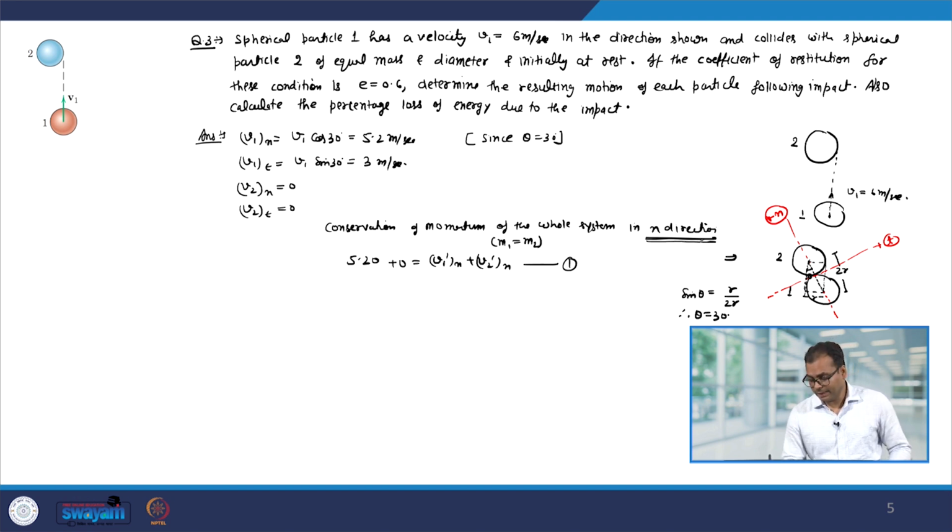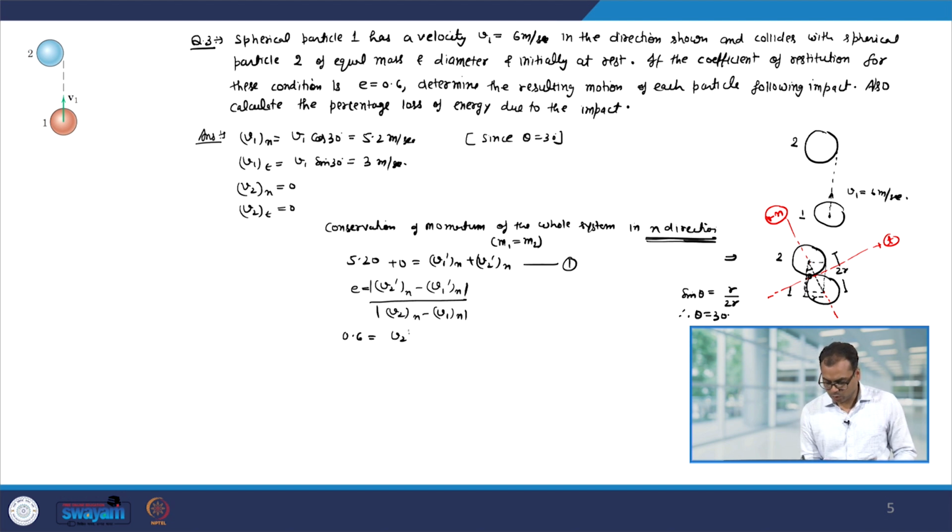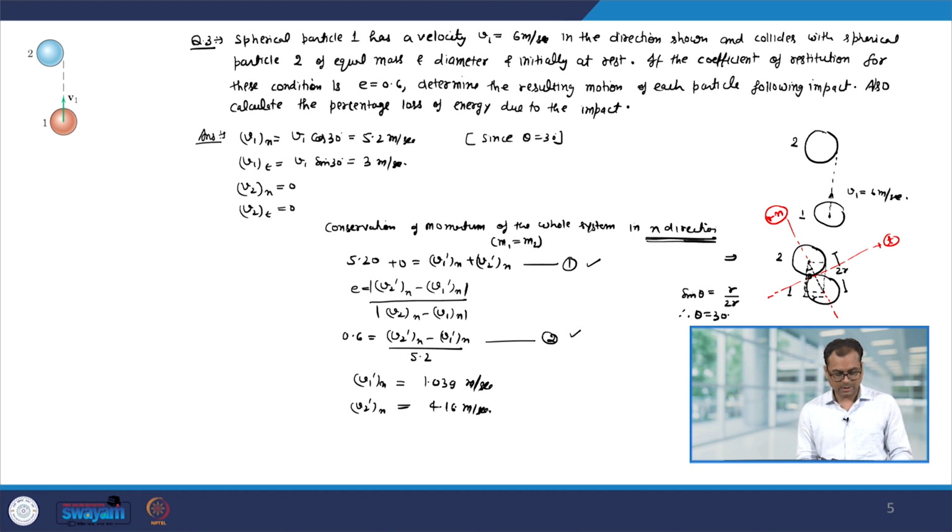Now, also in the n direction we have E equal to v2 prime n minus v1 prime n divided by v2n minus v1n. So, E is given, it is 0.6 equal to v2 prime n minus v1 prime n over 5.2. Let us call it equation number 2, and from equation number 1 and 2 we can find out both the unknowns, that is v1 prime n and v2 prime n, and it comes out to be 1.039 meter per second and v2 prime n comes out to be 4.16 meter per second.